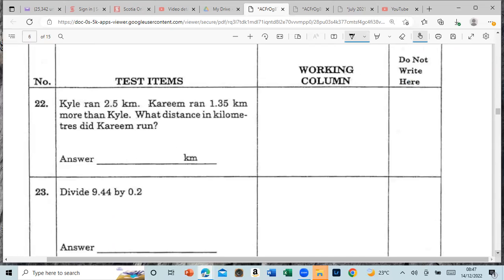Kyle ran 2.5 kilometers. Kareem ran 1.35 kilometers more than Kyle. What distance in kilometers did Kareem run? What will be the answer for that? Type in that fast, guys. Let's go, let's go.